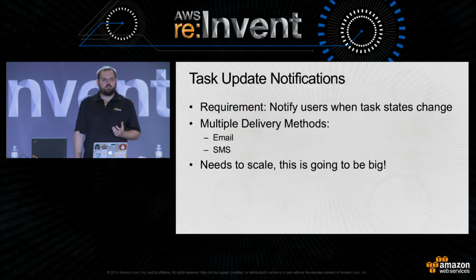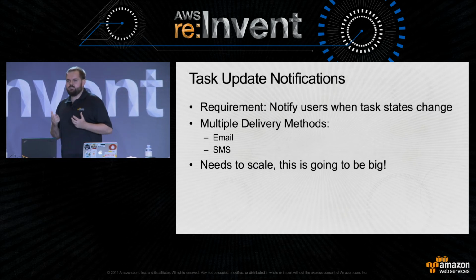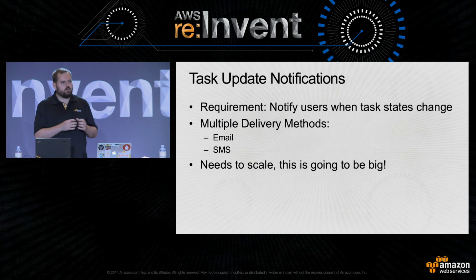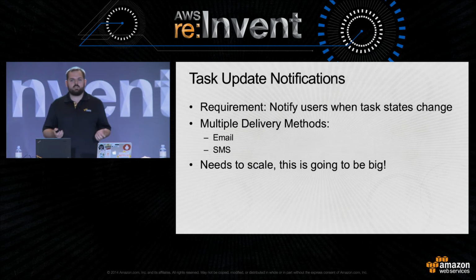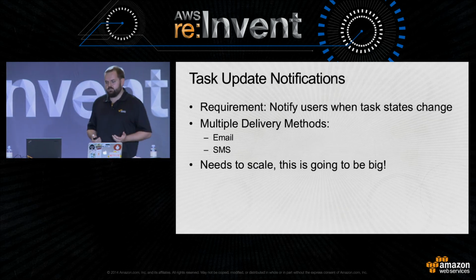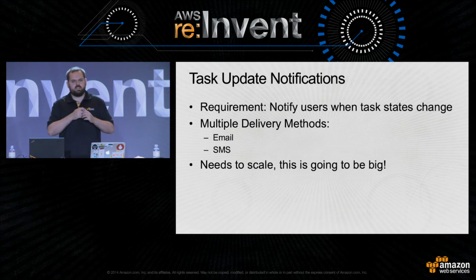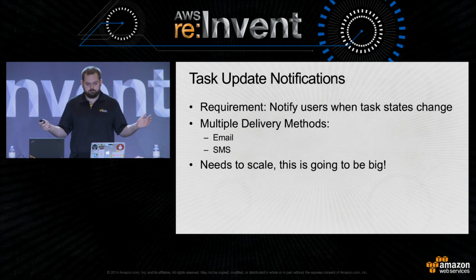So what I'd like to do is add a feature to it. If the task states change, we want to notify any users that want to know about this. We want to be able to support multiple delivery methods. We want to do this over email. We want to do this over SMS. And this needs to scale because as a simple task manager, it's going to be a huge hit and everyone's going to want to use it.